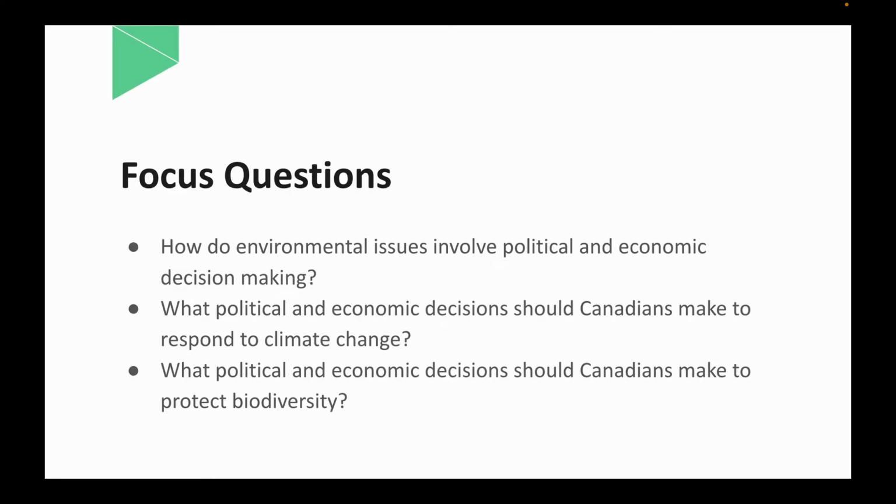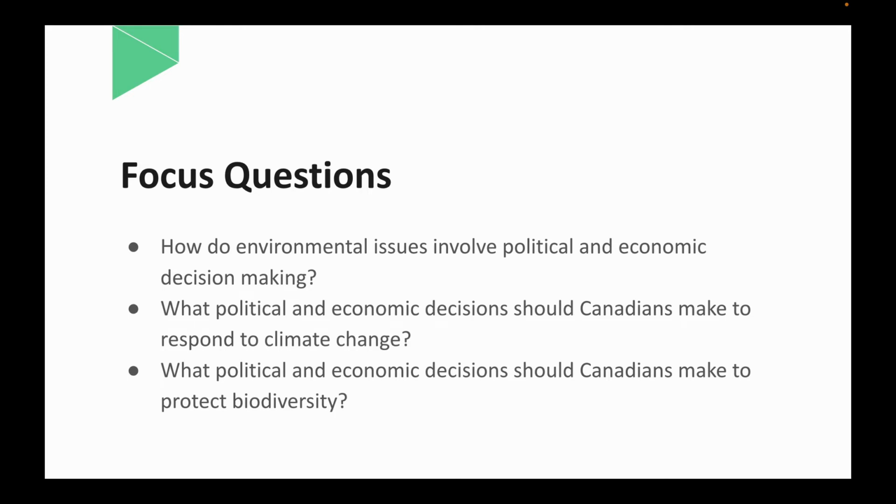Number one, how do environmental issues involve political and economic decision making? Number two, what political and economic decisions should Canadians make to respond to climate change? And the third one is what political and economic decisions should Canadians make to protect biodiversity?